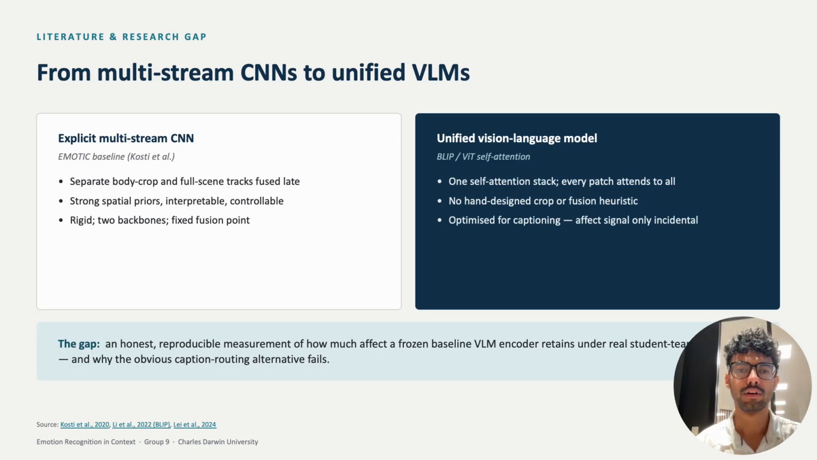Thank you, Aakash. Earlier emotion recognition methods, such as the original EMOTIC approach, used separate model streams. One stream focused on the person and another stream focused on the surrounding scene, which is useful, but it needs more design work and more model components. Our project uses a vision language model approach where BLIP can represent visual information from an image, and we use it as a frozen feature extractor. The gap we studied was pretty simple: how useful are frozen BLIP features for emotion recognition under realistic project constraints?